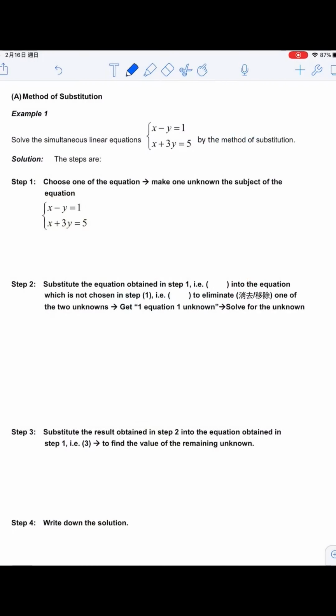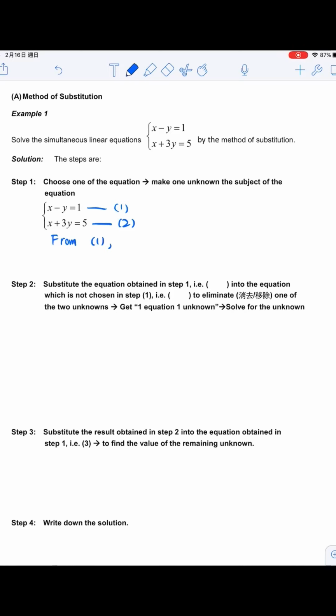First, we will learn how to use the method of substitutions to solve the simultaneous linear equations in two unknowns. Let's take example 1 to illustrate the step in using this method. For these questions, we have two equations. First, we label them as equation 1 and equation 2. Then we can choose one of the equations, say, from equation 1.